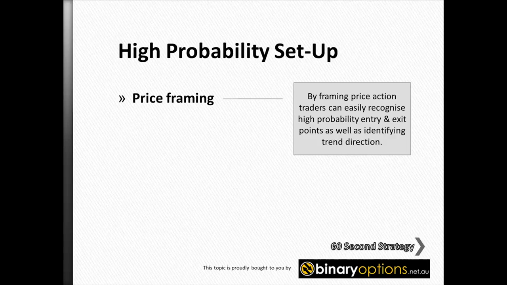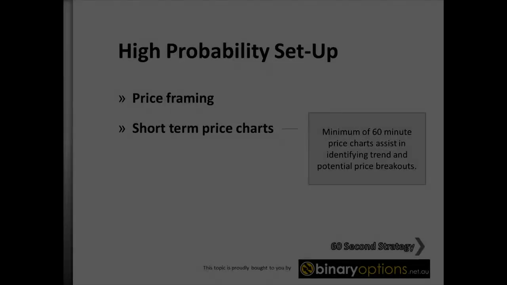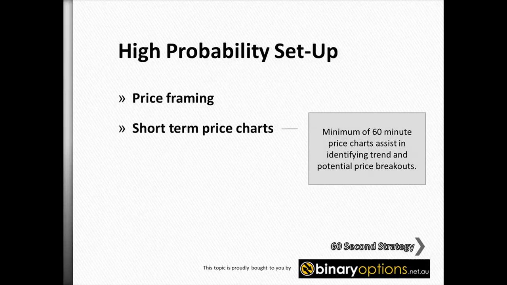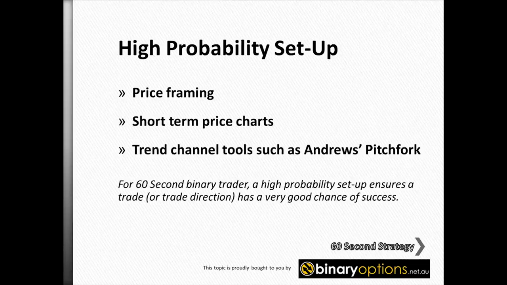For a binary options trader to be high probability, a trader will look at a security's price history, considering swing highs and swing lows, trend lines, including support and resistance levels. They will also use price framing techniques, normally on a short-term price chart, to identify these key price action levels and use trend channeling tools such as Andrew's Pitchfork to give the trade the very best chance of success.